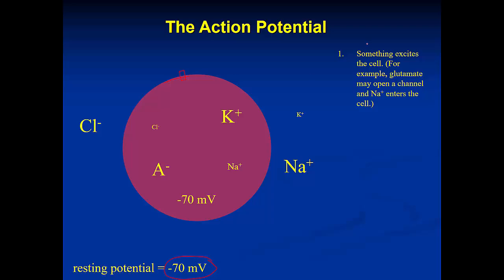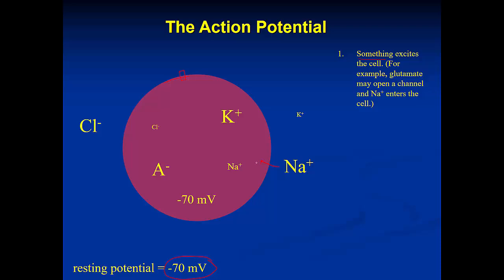Now, the first step for the action potential or nerve impulse is something, and I'm being vague here, something excites the cell. There's many different ways the cells can get excited. In the central nervous system, probably the most common is glutamate is going to excite the cell by allowing some sodium to come in. These are completely different channels. How this happens, we'll worry more about later when we talk about synaptic transmission. But suffice it to say, some sodium comes into the cell.